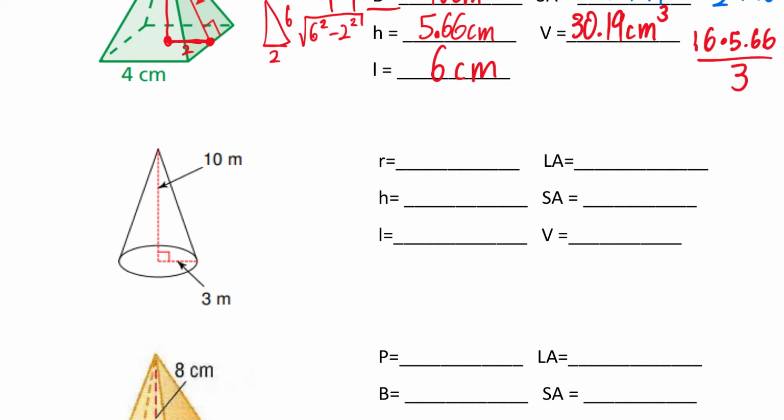Okay, on this cone, what's the radius? 3. What's the height? 10. How are we going to find the slant height? Plus. 10 squared plus 3 squared, square rooted. Which is what? 10.44.